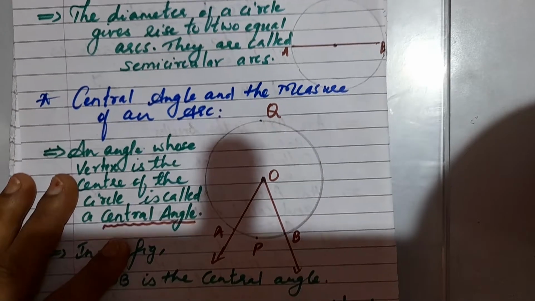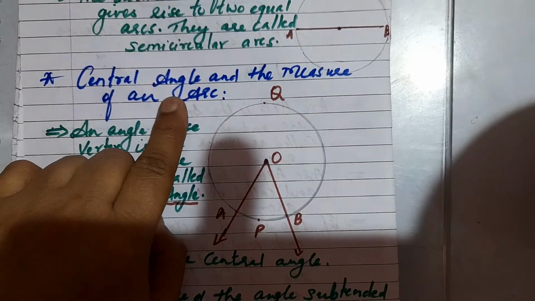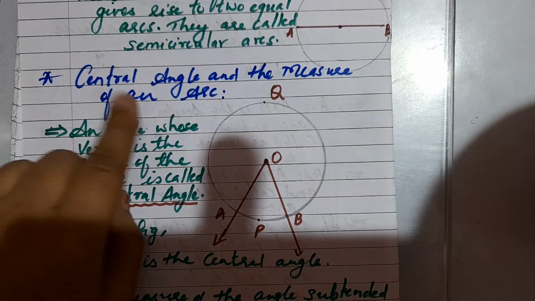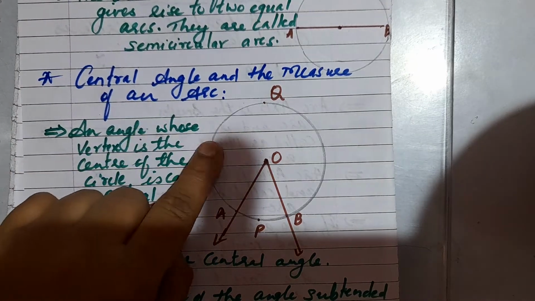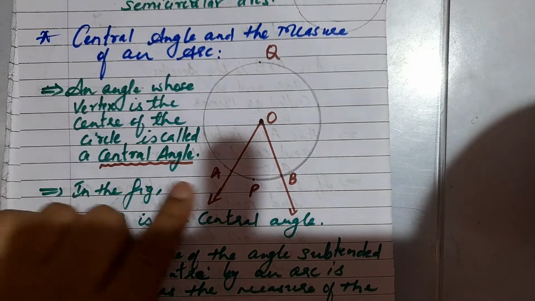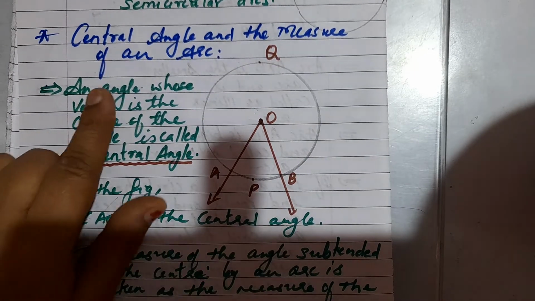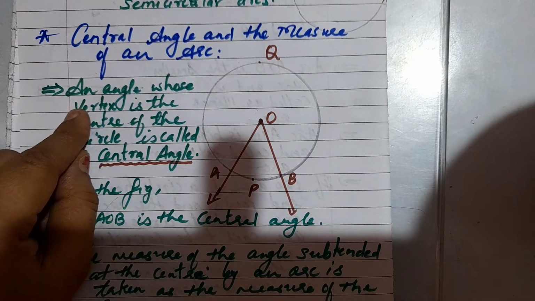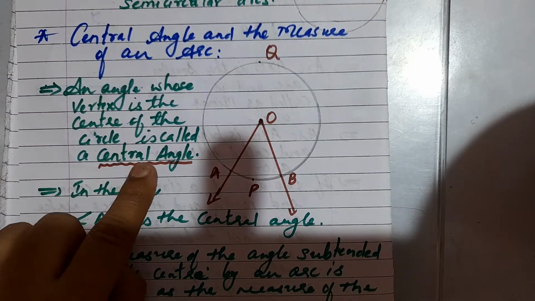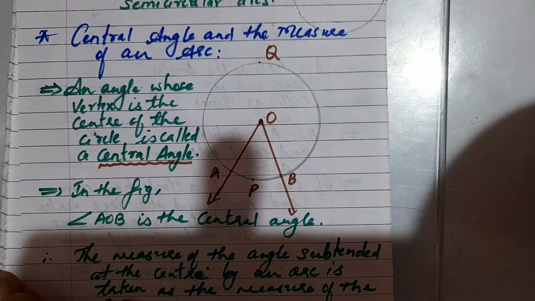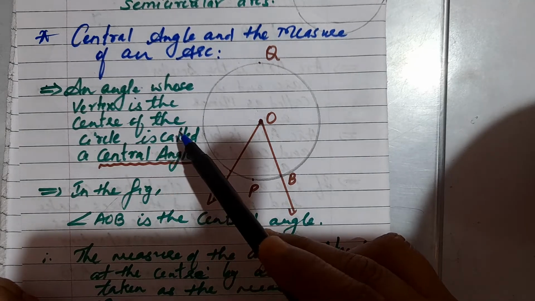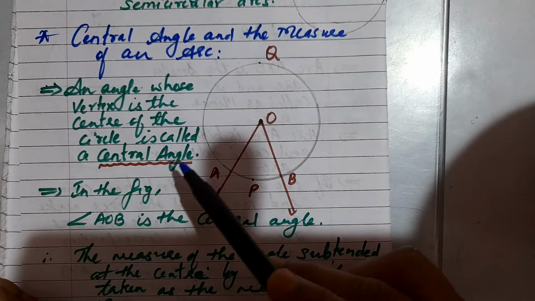The next important topic is central angle and the measure of an arc. Very important topic. Now what is a central angle? You can see one figure is there. Let me tell the definition first. An angle whose vertex is the center of the circle is called a central angle.